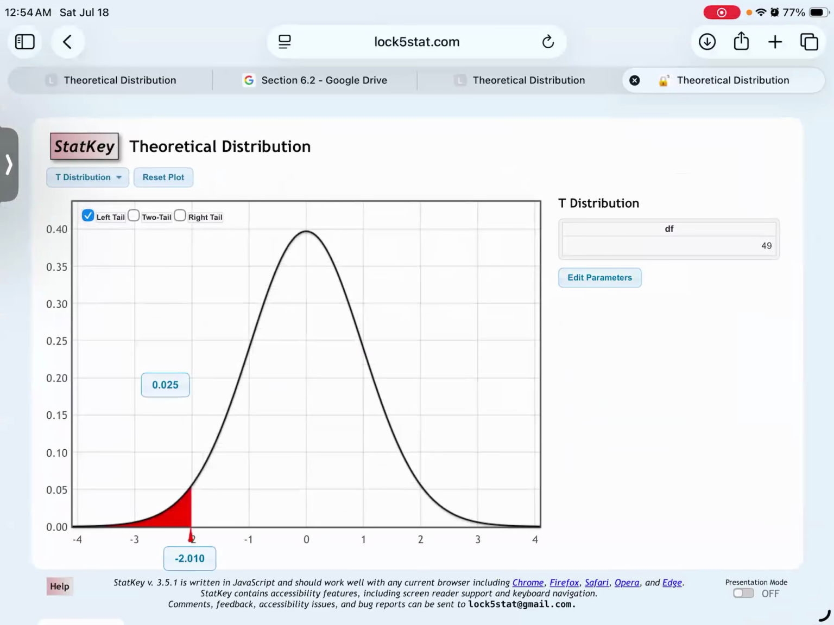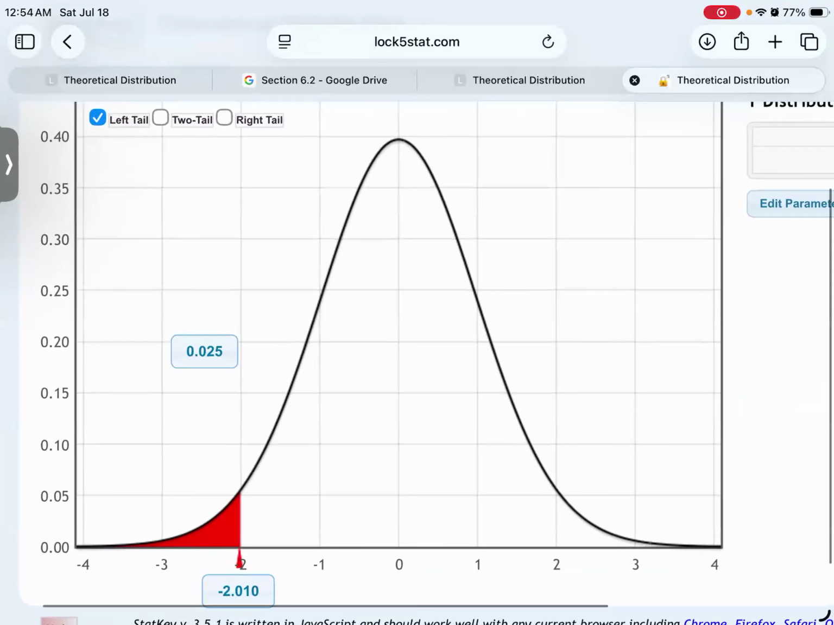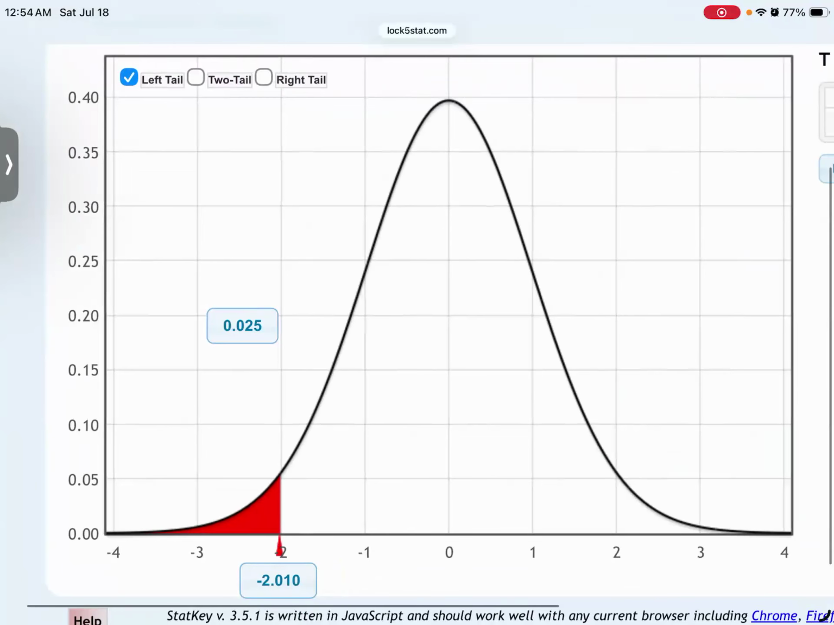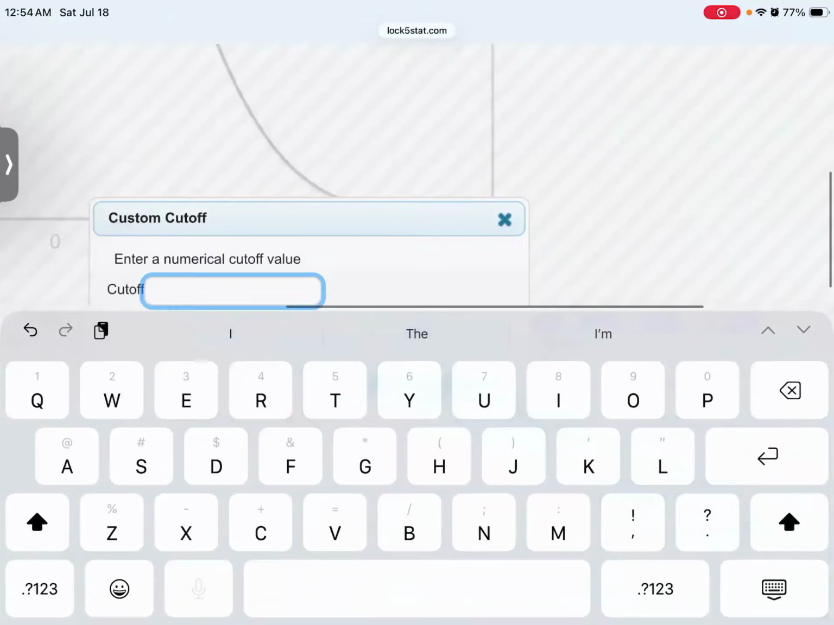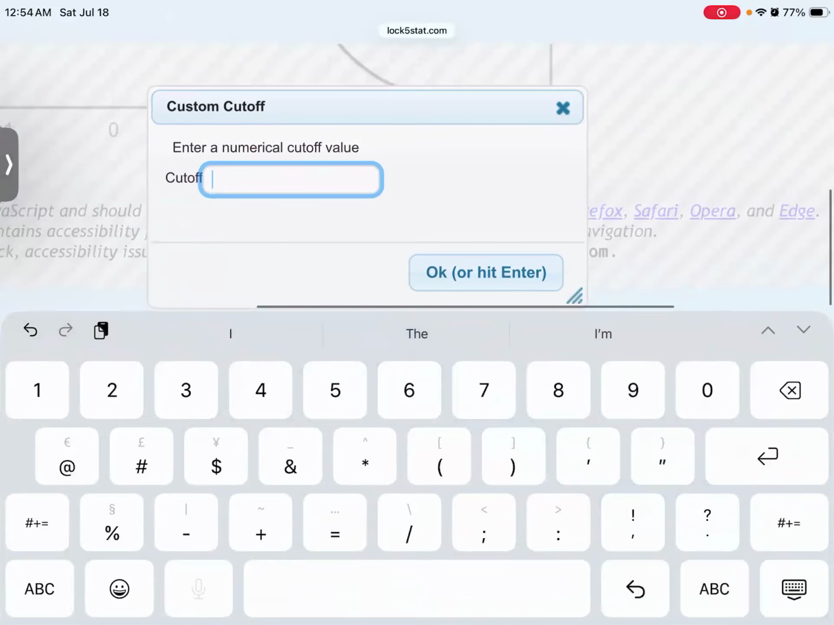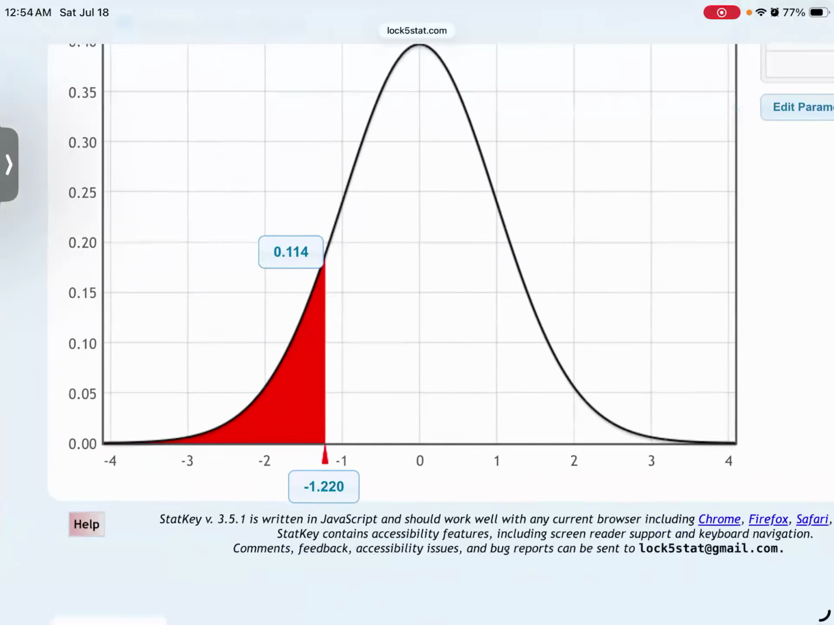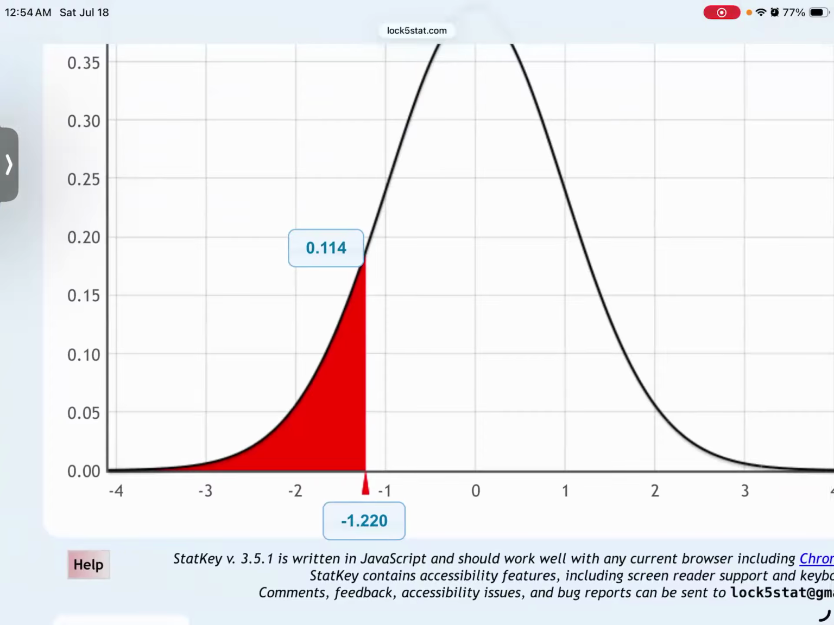You click your left tail. I already clicked my left tail. Boom, ready to go. And then right here at the very bottom where it says -2.010, change that to what they want us to, which is -1.22. And again, one of the main reasons we're going to be using the t distribution is to get p-values, and that would be 0.114.